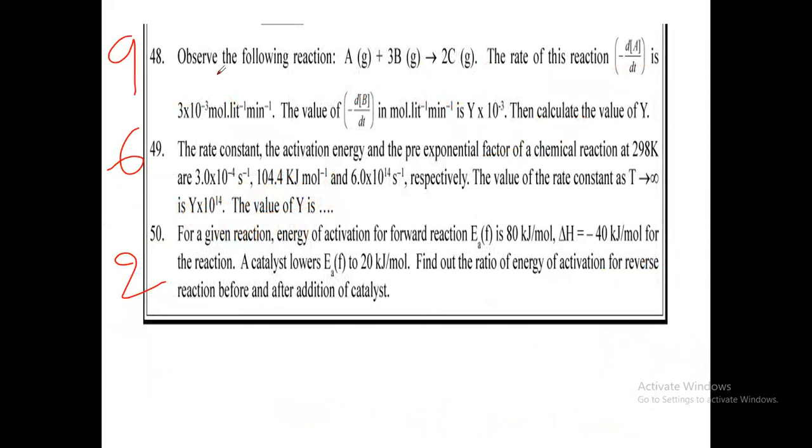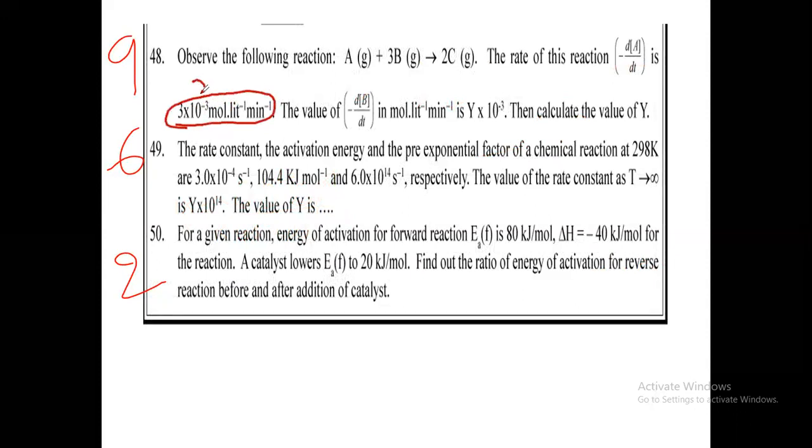Next one, check it here. Observe the following reaction: A gas plus 3B gas gives rise to 2C gas. The rate of this reaction is given: minus dA by dt is 3 into 10 power minus 3 mole liter inverse. It is the rate of reaction given here.